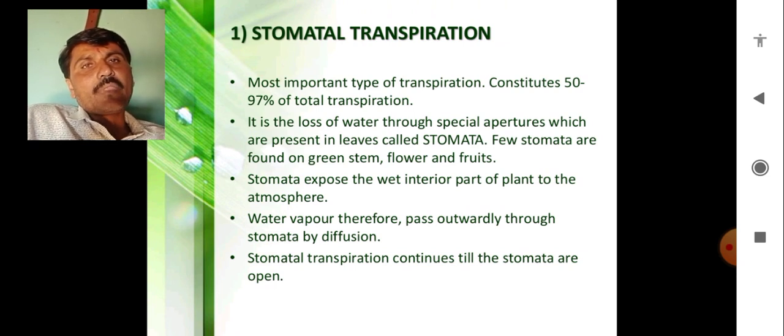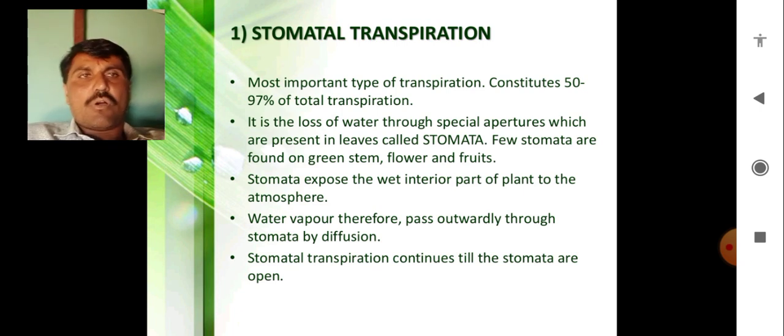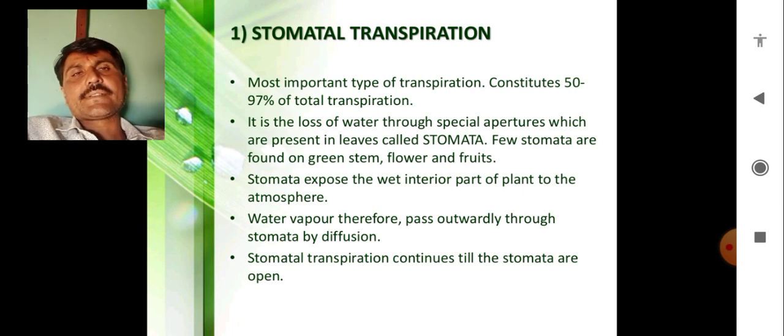Whereas when we look at stomatal transpiration, we come to know that it constitutes 97% of the transpiration of all the aerial organs or tissues. It is the loss of water through special apertures which are present in leaves, and these are called stomata. Few stomata are found on green stems, and also on flowers and fruits.